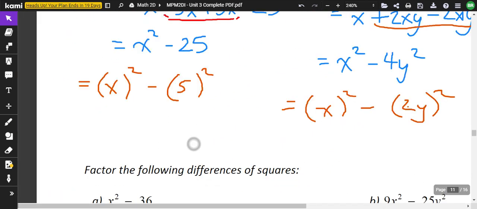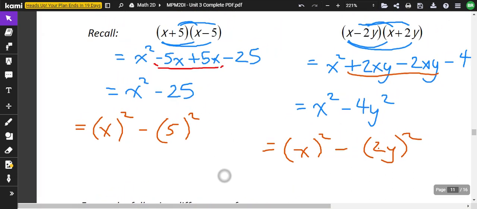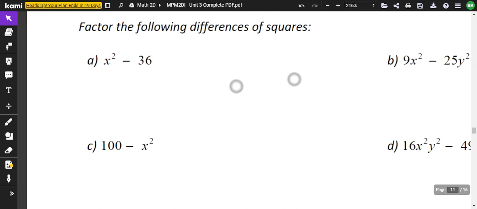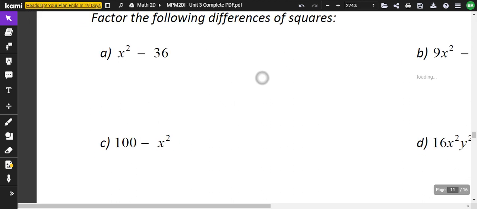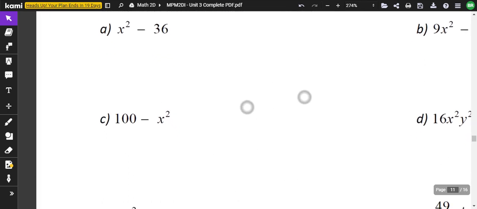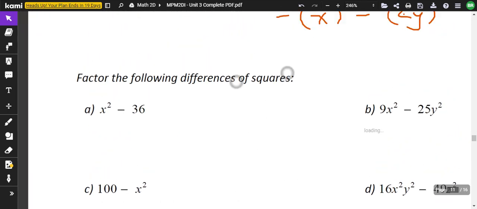It means we can go the other way now, right? We can see a pattern here. So let's see if we can apply that same pattern here, that we can test it by expanding and simplifying back, right? So we have x squared minus 36. Let's factor this using this pattern.